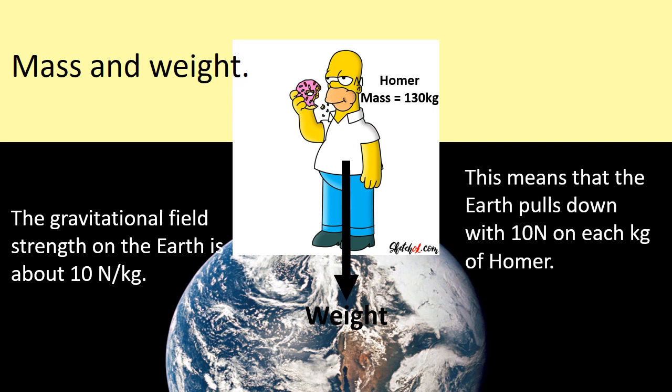This means that the Earth pulls down with 10 newtons on each kilogram. So if the gravitational field strength on the Earth is 10 newtons per kilogram, for every kilogram of Homer or anything else, there's a force of 10 newtons. And Homer has got 130 kilograms, not one. So Homer will be pulled down with a weight of 130 kilograms times the 10, which would be 1,300 newtons.